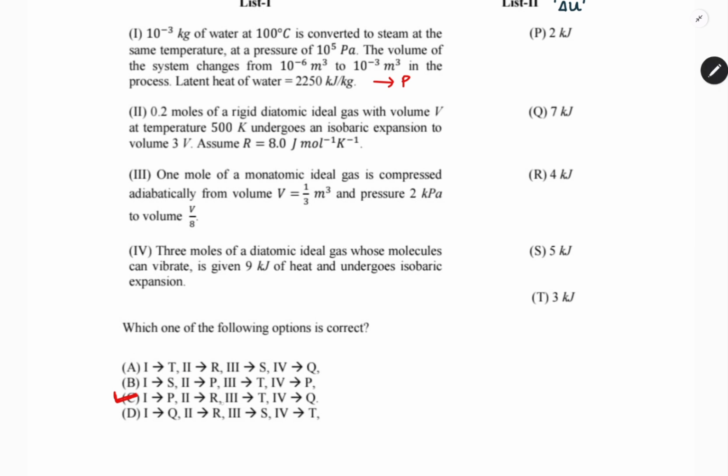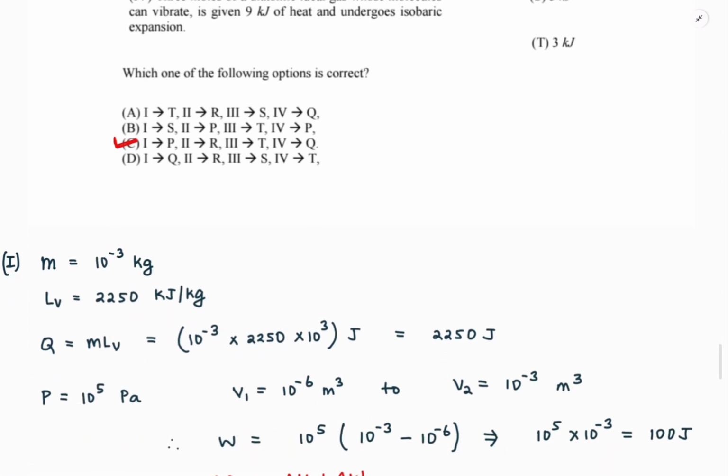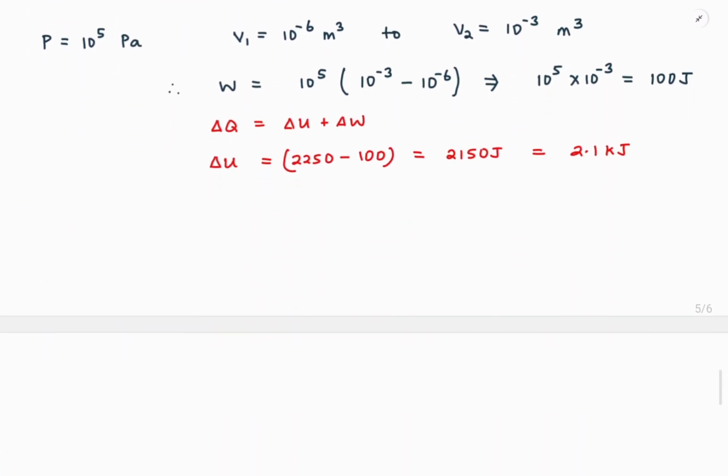तो अपने को पता है अब 2 मैचेस आर, हम लोग को आंसर पहले से पता है, 2 का आर आना चाहिए, ऐसा पता है हम लोग को. तो लेट अस सी. 0.2 moles of rigid diatomic ideal gas with volume V at a temperature 500 Kelvin undergo an isobaric expansion to a volume 3V. So taking r as 8, we need to solve this problem. So now we are solving the second part.